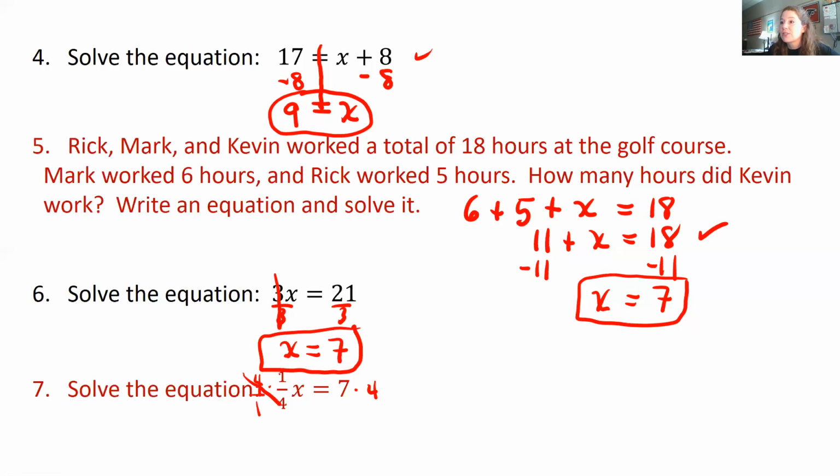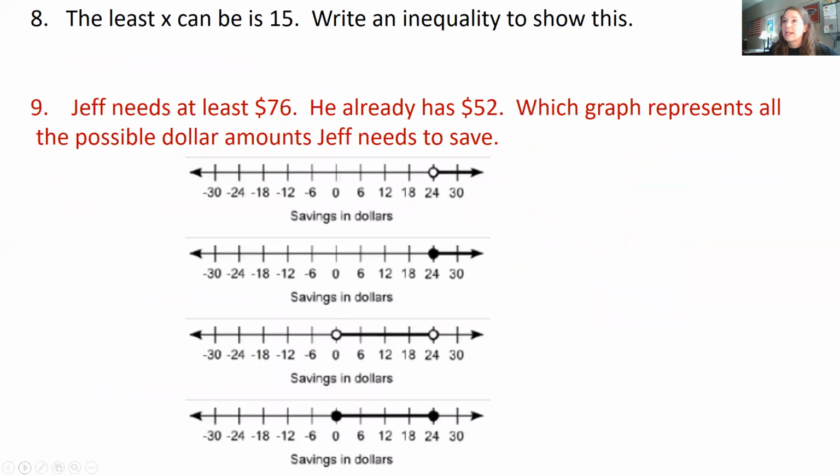So these two fractions cancel. So X is equal to 7 times 4 is 28. And then I would go, okay, well, if X is 28, is 1/4 of 28, is that 7? Whoops, that's a 4. And then I would say, yep, I know I'm right. I see that I'm right.